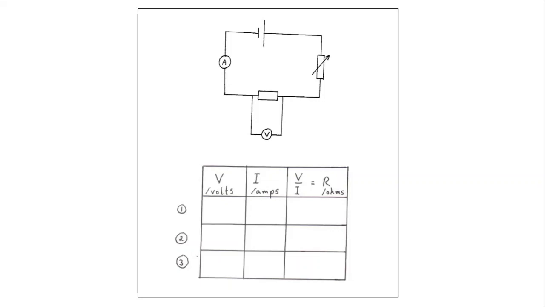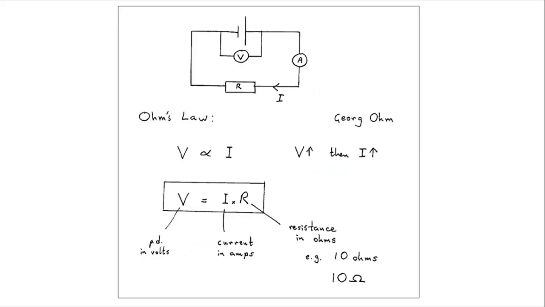Now, 1 cell, or maybe 2 cells you could have in a circuit like this, but by sliding the contact from one end to the middle to the other end, we can get 3 pairs of readings for V and for I. And when we do this for a fixed value resistor, we divide V by I and we get R. That's the resistance of that component, of that resistor, in ohms. And again, you've probably come across this kind of circuit before.